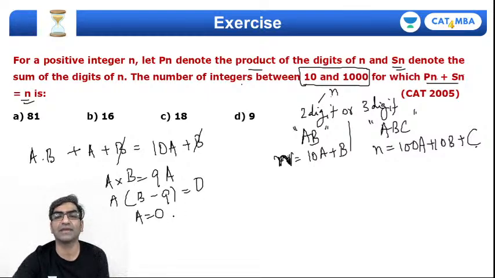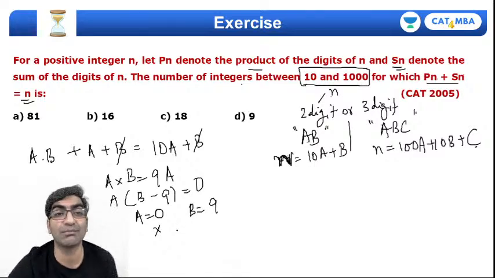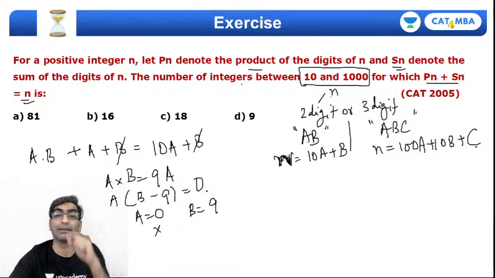which means either A is 0, can A be 0, can the 2-digit number start with 0, no, that's not possible, or B is equal to 9, right, which means that as long as the 2-digit number ends in 9, it's a valid number of this kind, right.